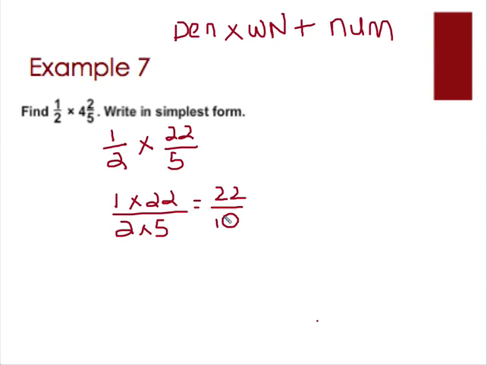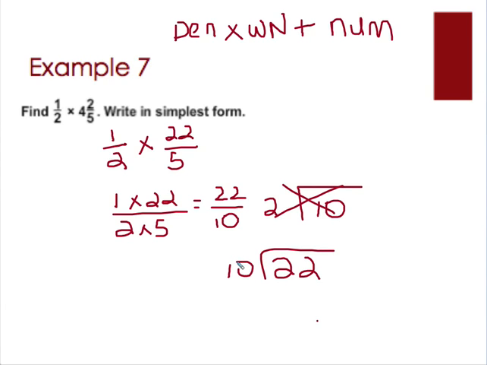So now I need to change that back to a mixed number. And remember, I divide 10. Whoops, I messed up again. Let's try that again. 22 on the inside, 10 on the outside. 10 goes into 22 2 times, that's 20, with 2 left over. 2/10. Well, I can reduce that.